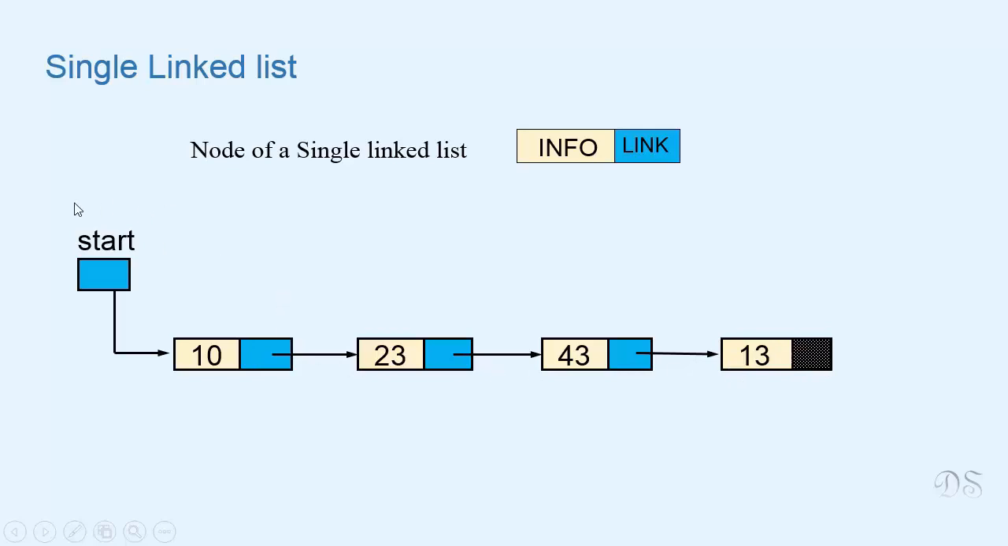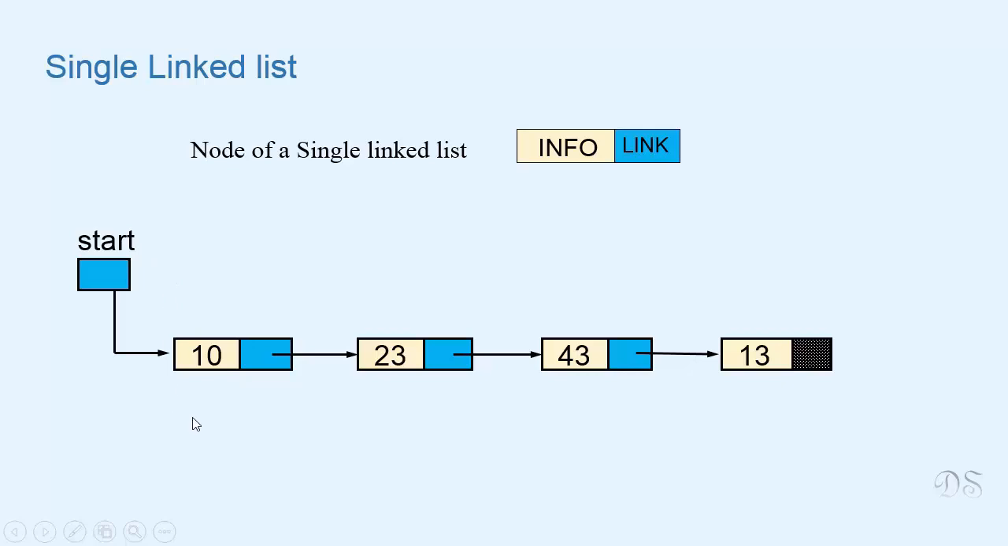We maintain a special reference variable that always refers to the first node of the list. We have named it start. This reference is the identity of the list, and with the help of this reference only, we can access all the elements of the list. For an empty list, this start will be null.